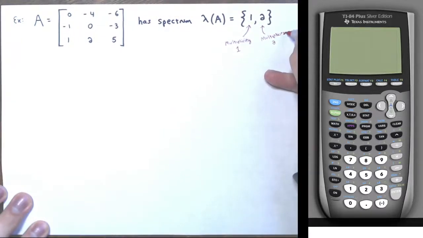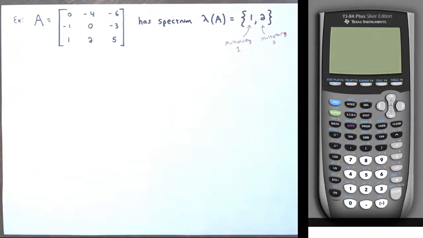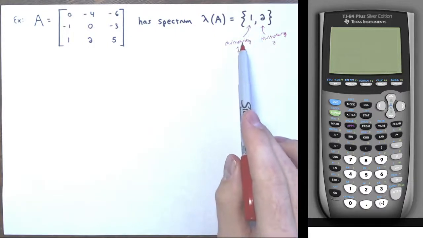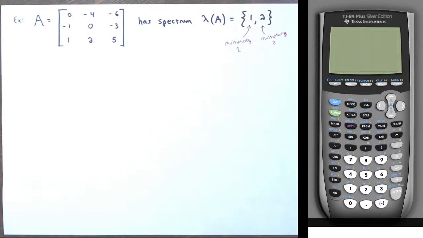And again, I ask you to verify this on your own. Set up the characteristic equation, and you'll eventually end up seeing that the number 1 has a multiplicity of 1, and the number 2 has a multiplicity of 2. And it's not just because they're the number 1 and the number 2, right? Other numbers can have multiplicities of 1 and 2. But again, I ask you to verify that on your own.